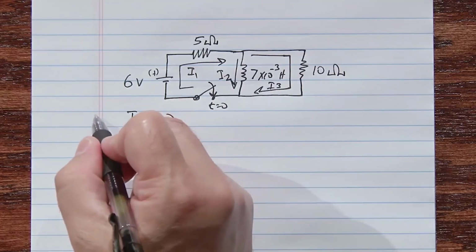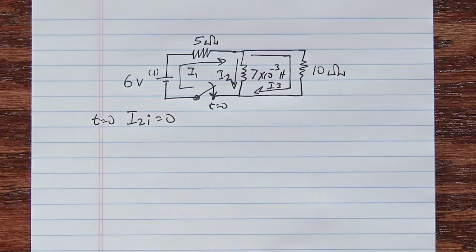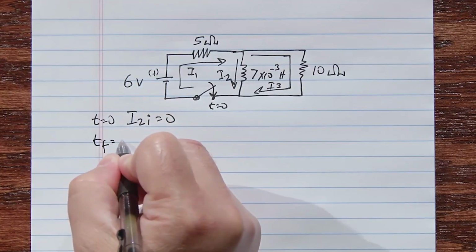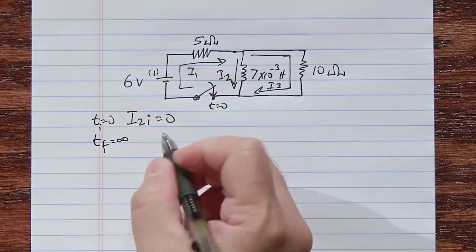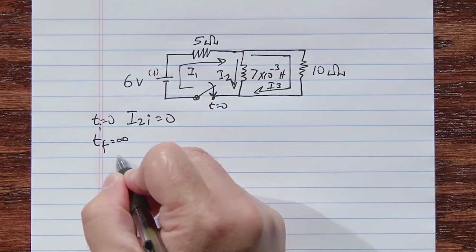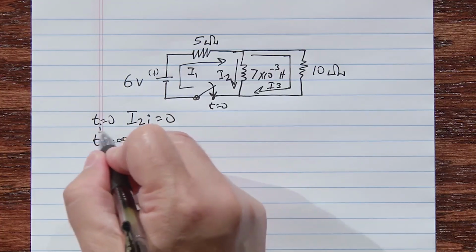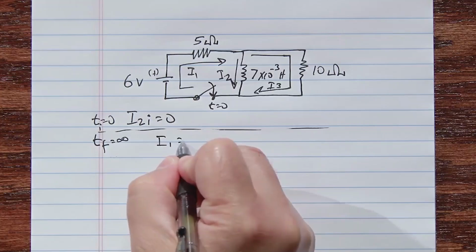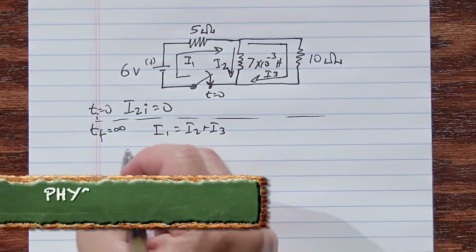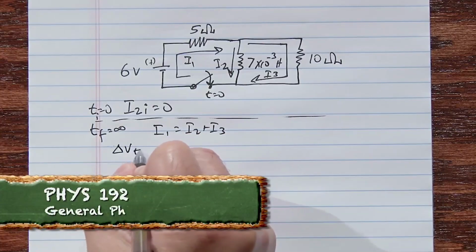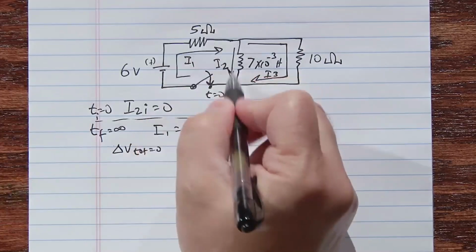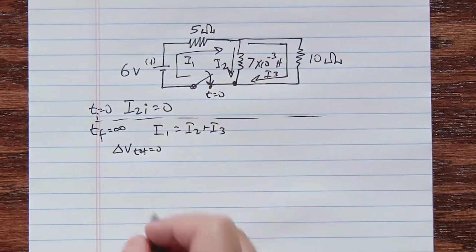So this is t is equal to 0. At t is equal to 0, I2 initial is equal to 0. T final is equal to infinity. We'll have to figure that out using our Kirchhoff's laws. And our Kirchhoff's laws tell us that I1 is equal to I2 plus I3. And delta V total is equal to 0, and we'll go once around this loop and once around this loop.